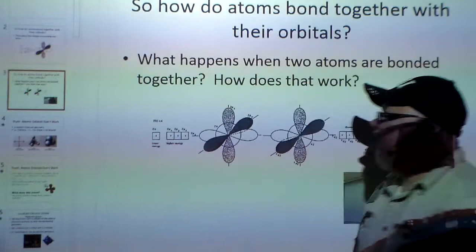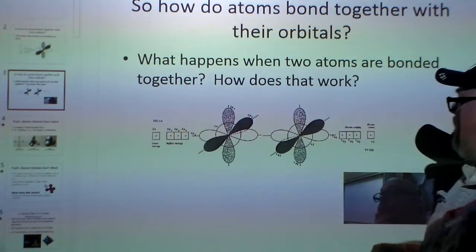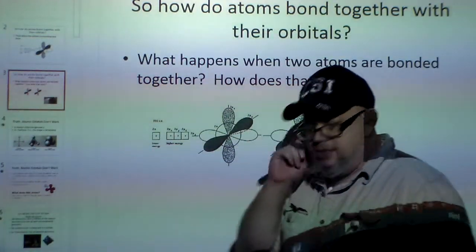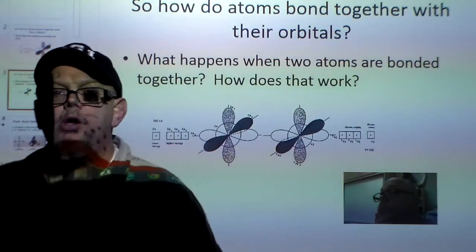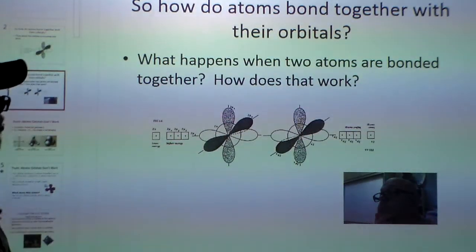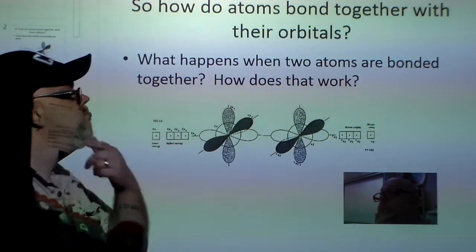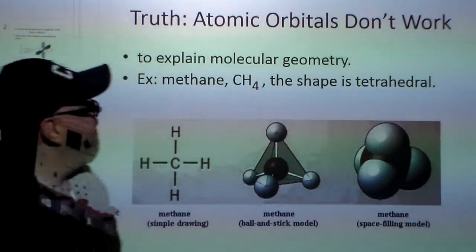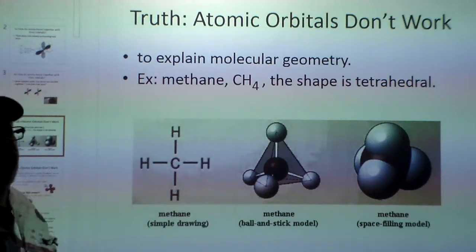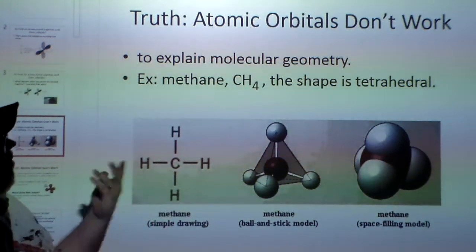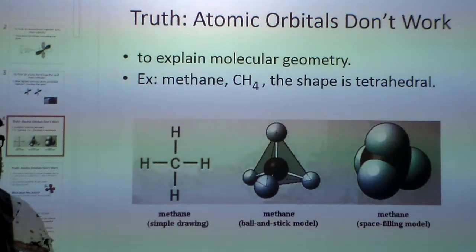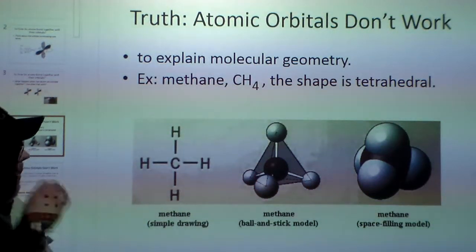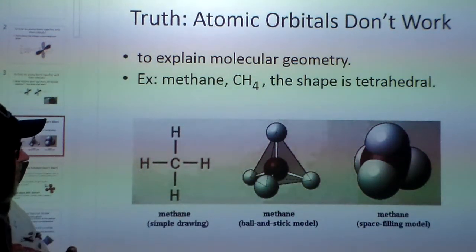But that's all great and dandy. Well, what happens when we end up getting two of these together? What's going to happen with these orbitals, these regional orbitals? Well, here's the thing. The orbitals themselves are not going to explain away the molecular geometry. It's just not going to happen. There's got to be something else.